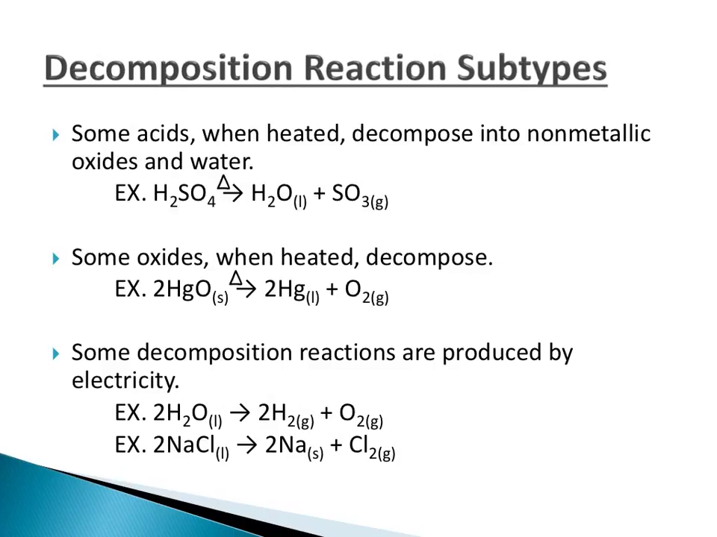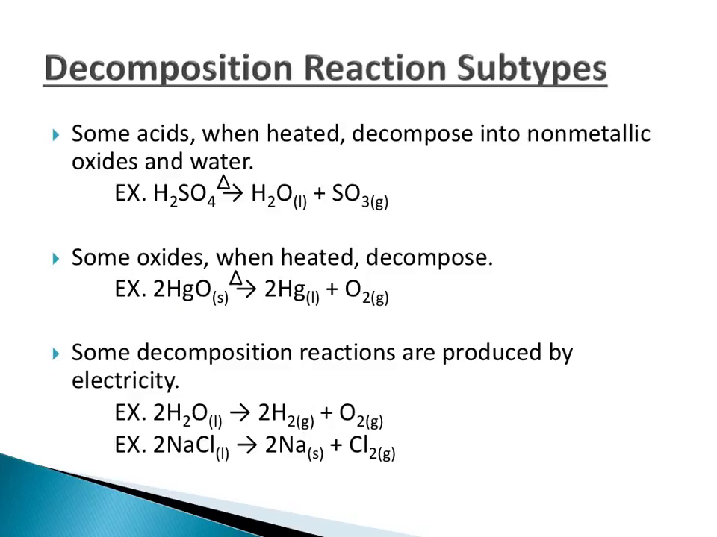So just like the metallic hydroxide decomposed to form water, and metallic hydroxides we know are basic compounds, well, here this acid is also going to decompose to produce water, and then whatever else is left, in this case the non-metal oxide, sulfur trioxide, is the other product. Also some metal oxides, for instance mercury 2 oxide, can themselves decompose when heated.